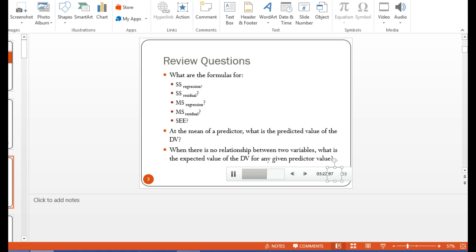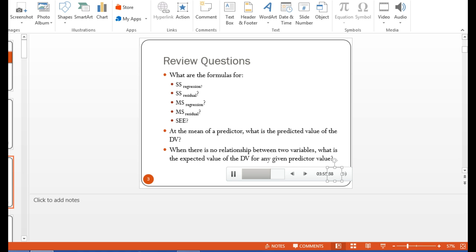So those formulas, if you need to review them, they were in the slides from last week. So I highly recommend knowing all of those and understanding conceptually what they're doing as well. Okay, so how do we get the MS regression? Well, we divide the SS regression by k. And so, again, if we have a lot of k, we'll have a smaller MS regression. If we have a smaller number of k, we'll have a larger MS regression. And the goal is to have it larger.